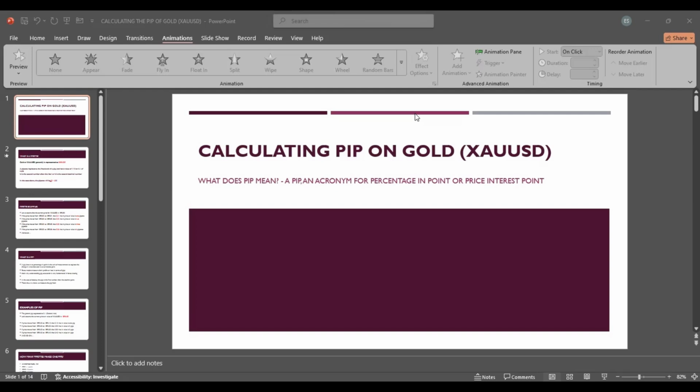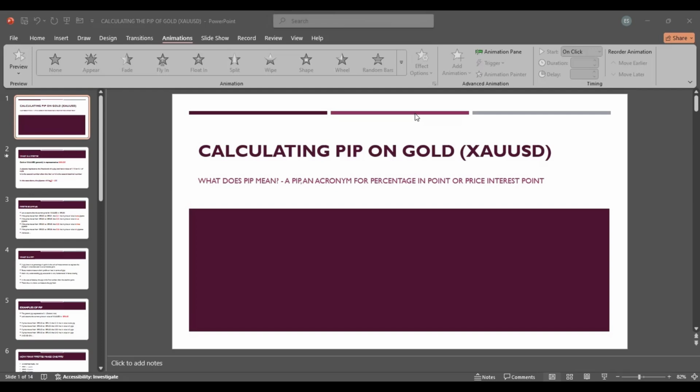Because when it comes to risk management, knowing how to calculate your loss, your take profit and stop loss, is dependent on your understanding of pips, how the price moves in the market. So if you don't understand how to calculate pips and the different ways of calculating, depending on the pair you are trading, you might make a lot of mistakes. So in this video, I want to take you through how to calculate the pips on gold.